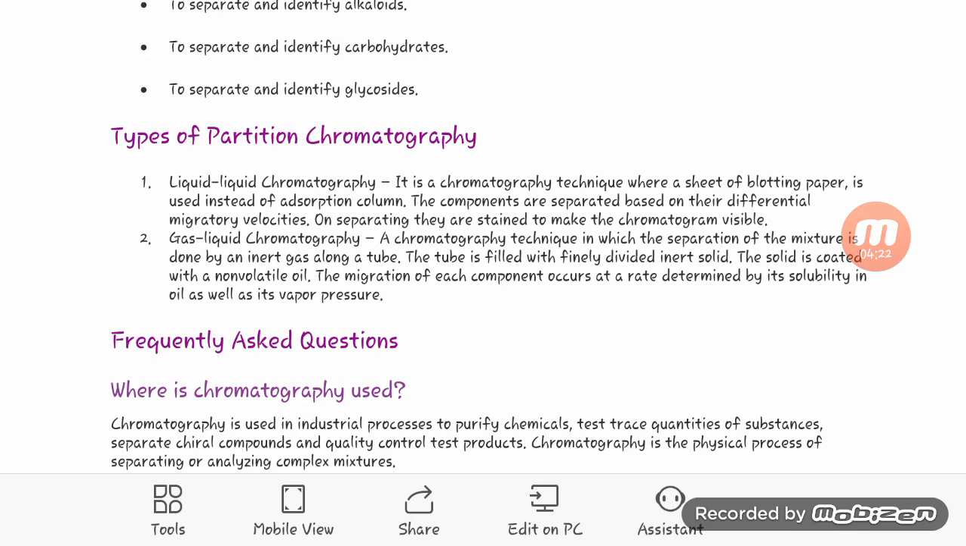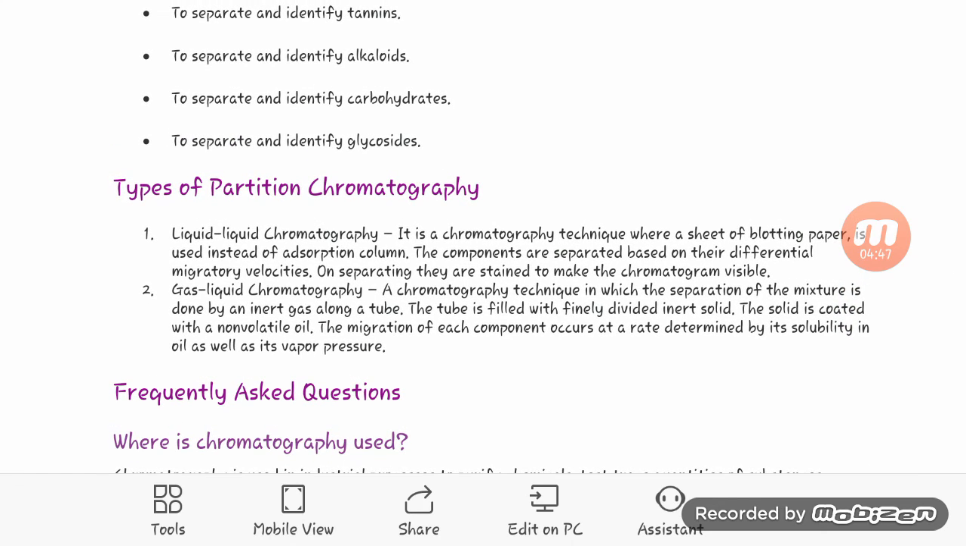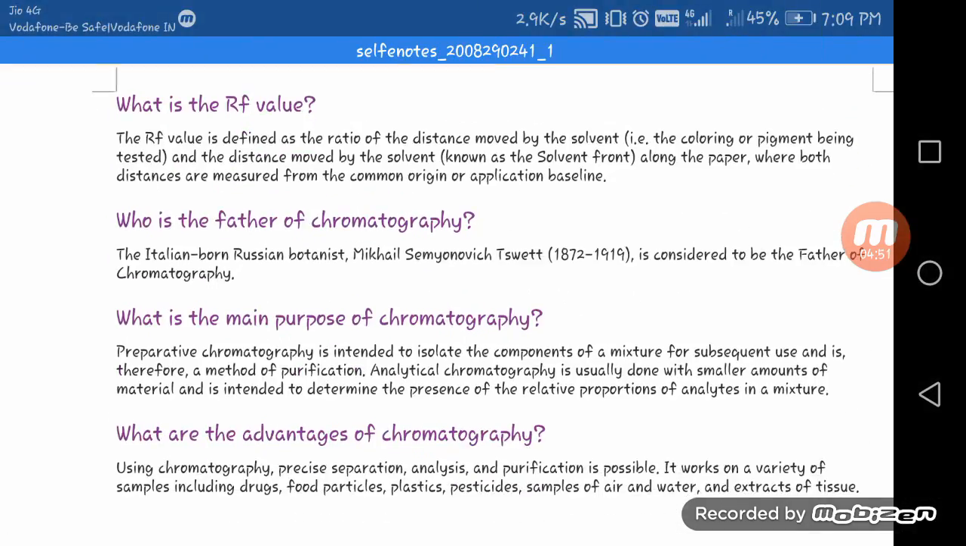Gas liquid chromatography is a chromatographic technique in which the separation of the mixture is done by an inert gas flowing along a tube. The tube is filled with a finely divided inert solid. The solid is coated with a non-volatile oil. The migration of each component occurs at a rate determined by its solubility in the oil as well as in the vapor. So you can see the questions below, and you can read what the RF value is.